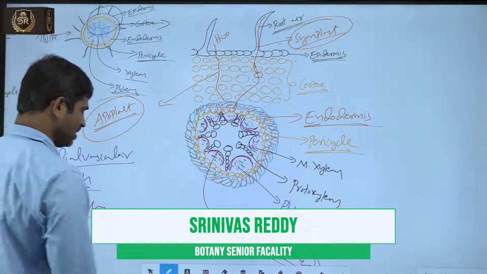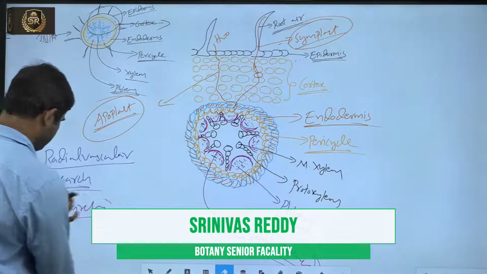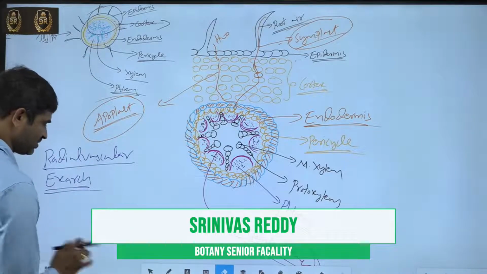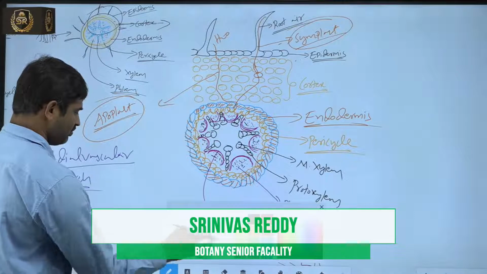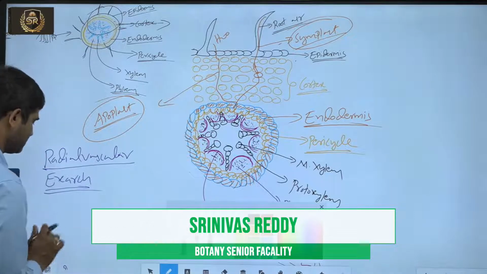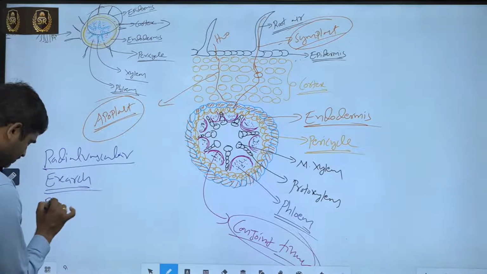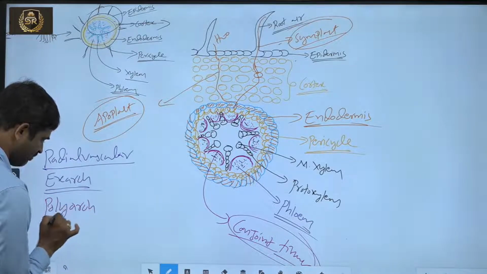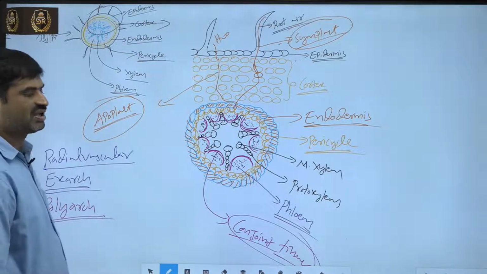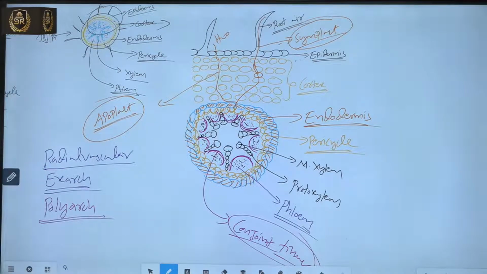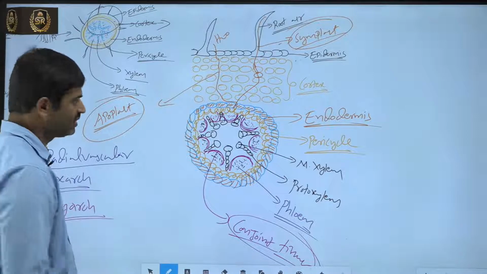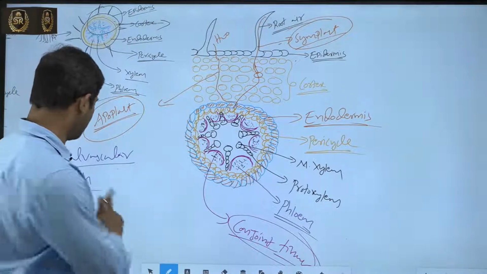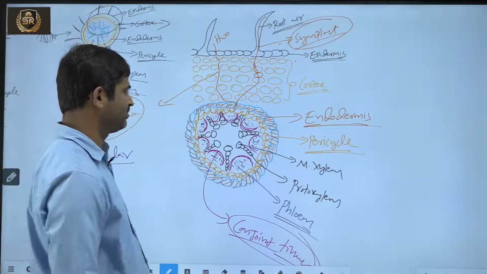Polyarch xylem vessels are present. Radial vascular bundle, exarch condition, polyarch xylem vessels are present.